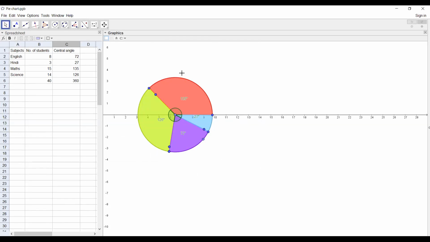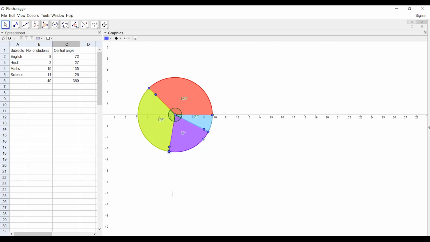Here I have drawn a circle. In the circle, I have my central angle. I have to make 72 degrees, so I will take my central angle and, by means of a protractor, make 72 degrees. In the similar manner, from here onwards I have my next subject, Hindi, which is 27 degrees. From here, this will be my axis, and with the protractor I will make an angle of 27 degrees. Similarly, children, I can make 135 degrees and 126 degrees. The total of which will become 360 degrees.